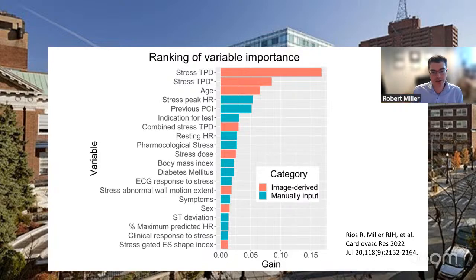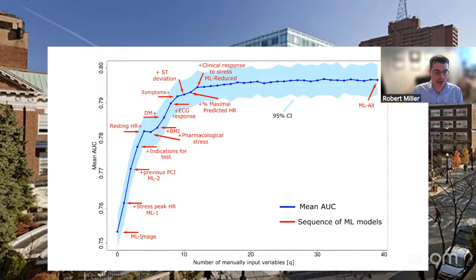Then we developed a machine learning model that just had the image features, and we added manual features until the prediction performance plateaus. At that plateau is where you say, that's the total number of features you need. So you could use just the first several features and exclude the vast majority of manually input features, and get a risk prediction that was almost the same as this full model that had almost 70 features.